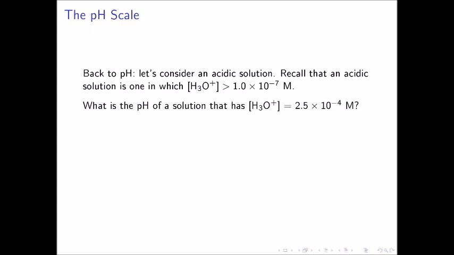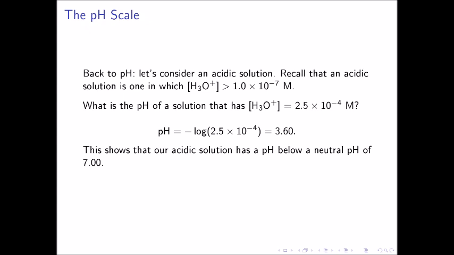What is the pH of a solution that has a hydronium ion concentration equal to 2.5 times 10 to the negative 4 molar? We begin with our definition of pH, and we find that we have the negative log of 2.5 times 10 to the negative 4 molar, which is 3.60. This demonstrates that our acidic solution has a pH below a neutral pH of 7.00.